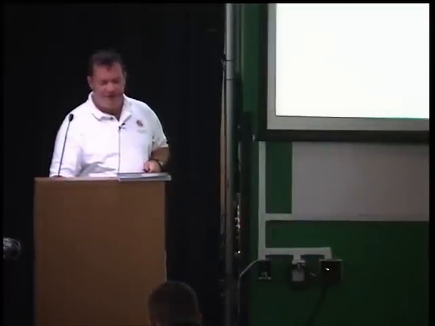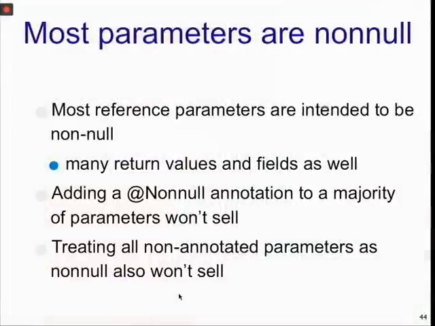OK. So default and inherited type qualifiers. Most parameters are non-null. Many return values in fields as well. There's been some discussion about this, but I believe that if you tell developers that you have to change the source and put in @non-null on top of every parameter that's expected to be non-null, they won't do it. It'll make the source code ugly, hard to read. It will involve changing too many lines of code, which will require some vice president to sign off on how many lines of code you've changed. Maybe not at Google, but at some companies I know, that's how it would be.